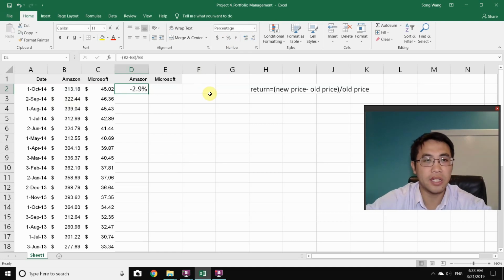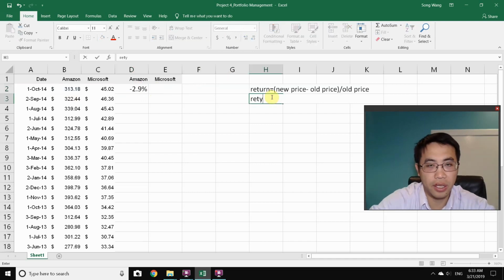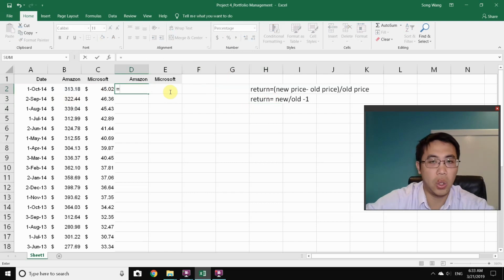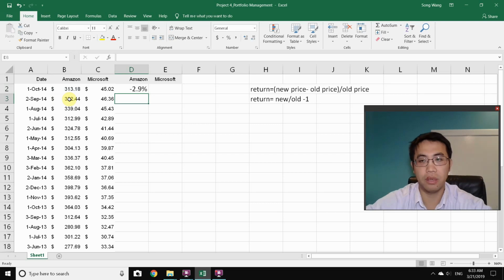All right, sounds fair? You can also just do this. The return can also be calculated as new divided by old and then minus 1. So basically, it's just math. You can use the new divided by the old, then minus 1. This is easier. You don't have to put parentheses. You don't have to do the extra typing of buttons.